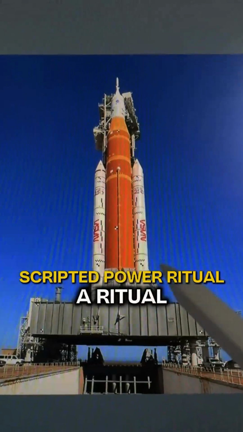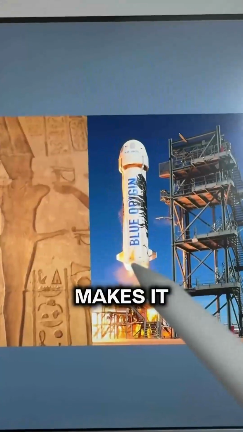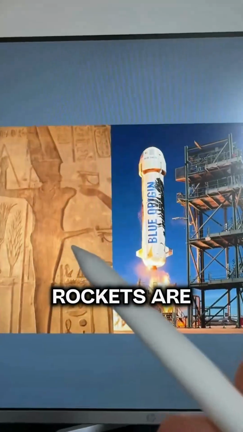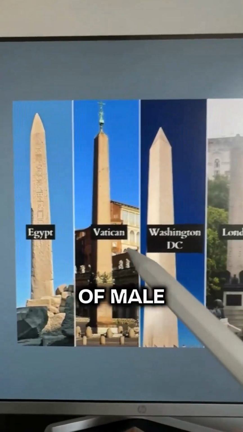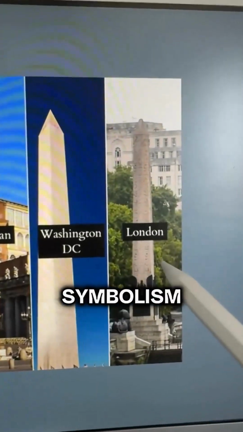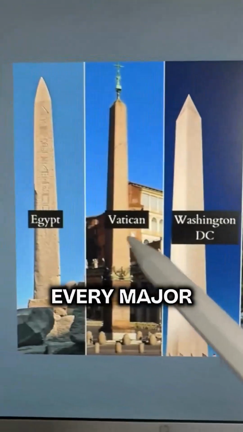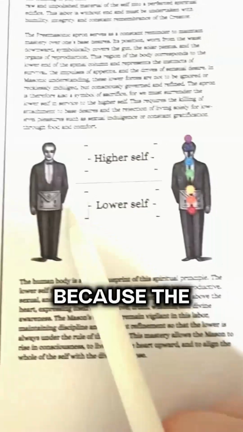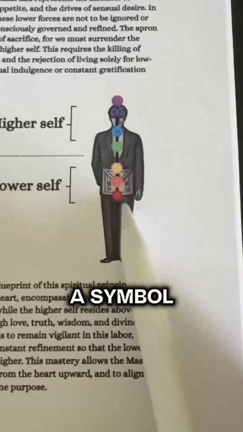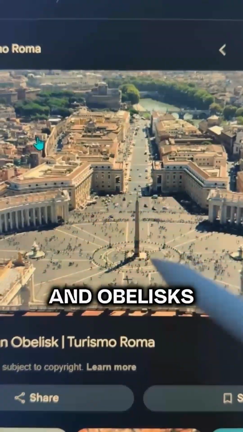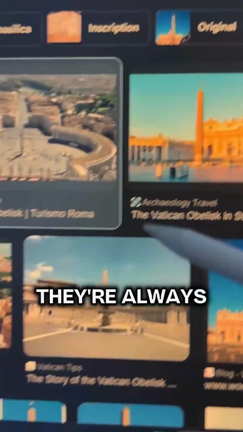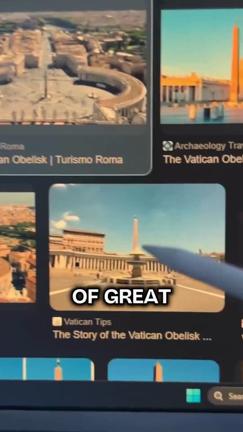The moon mission is a ritual. Symbolism of a rocket makes it very clear what it's about. Rockets are always made in the image of a phallus. Obelisks are an extension of male reproductive organ symbolism, and they can be found in every major city of great power. Because the male reproductive organs are a symbol of authority, dominance, and power. These phalluses and obelisks are never placed randomly. They're always located in a place of great power.